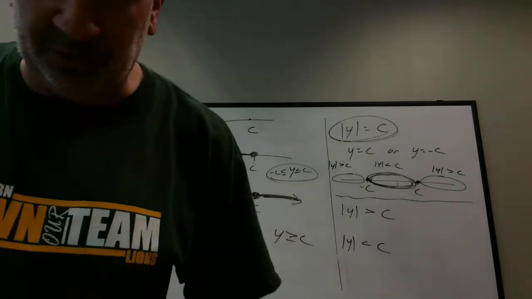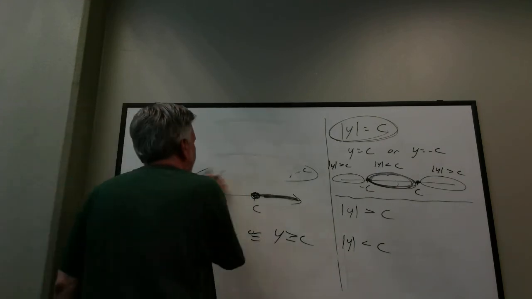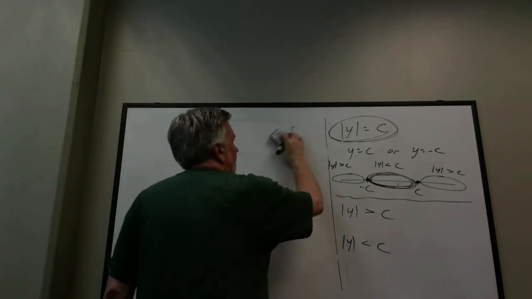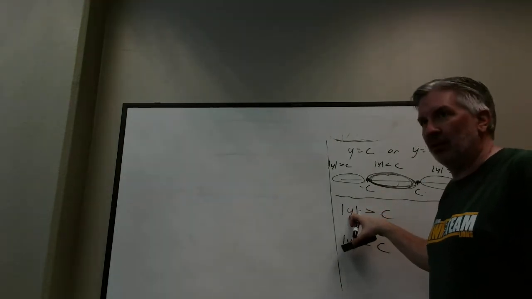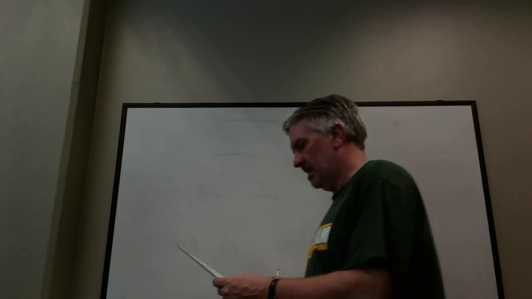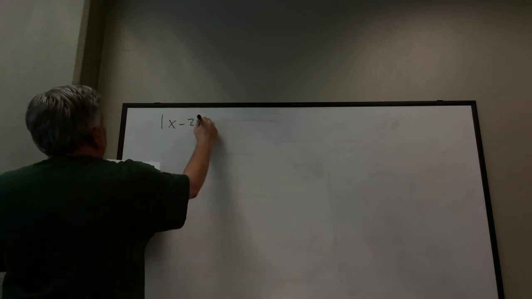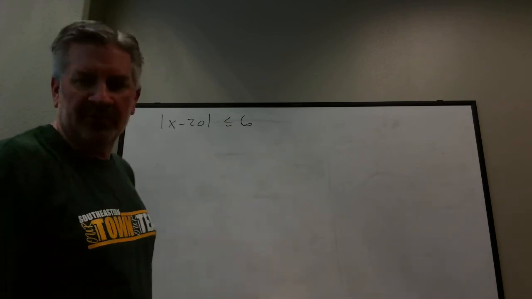Okay, with all that, let's finally do an example here. And when I say y here, y doesn't have to be just y or x. It could be an expression, which is what this first example is. So this says solve the inequality: the absolute value of x minus 20 is less than or equal to 6. Then graph the solution set. Okay.